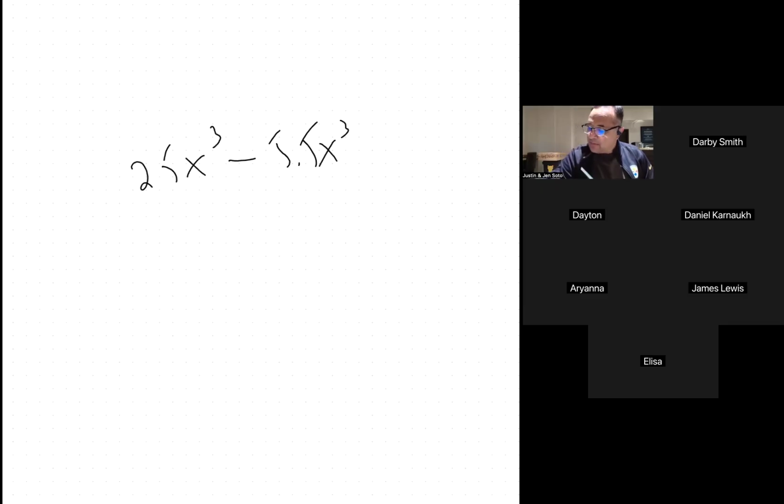Okay. Let's remember this. When we add or subtract with variables, we must first look to see if the variable is the same letter. In this case, it's both X. So we're good there. It's not X and Y or A and B. It's both X. We have to have that. And we have to make sure that they're to the same.